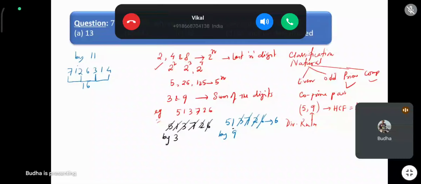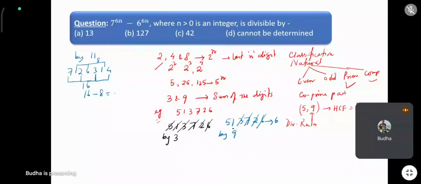So the remaining alternate digits: 1 plus 6 plus 1. That gives us 7, and 7 plus 1 gives us 8. Now we have 16 minus 8, which is 8. Now this 8 is not divisible by 11, so this entire number is not divisible by 11. So this is what we have learned, right? This is the revision of what we have seen yesterday.